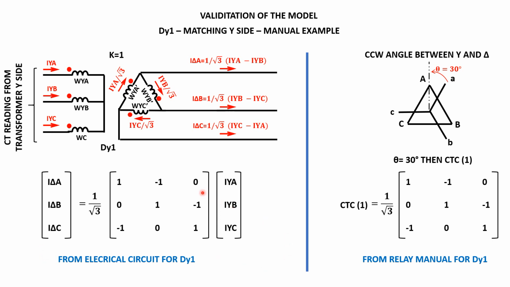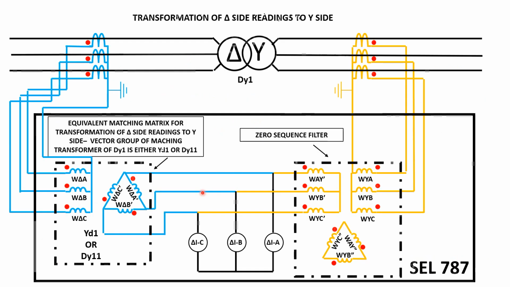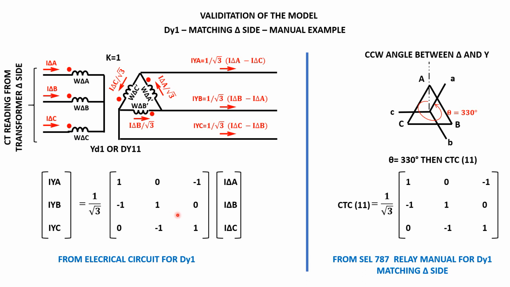That's why different manufacturers use some very odd matrices, because they may use something in mathematics which is different, thinking of the stability of the system. That's why, as I said, they are not unique matrices, but in this way, with the vector group, we can actually validate that. Again, for dy1, the manual says we want to fix the star and rotate delta counterclockwise, so it's 330 degrees and it's 11, which is this matrix.